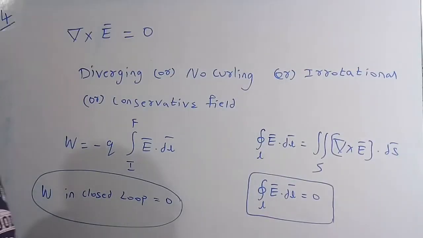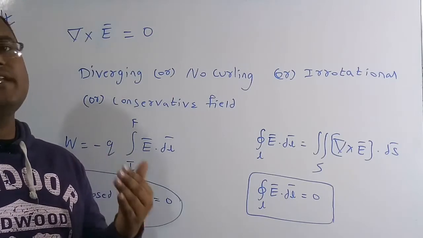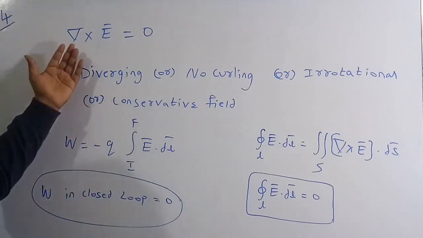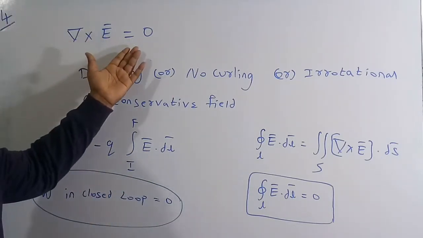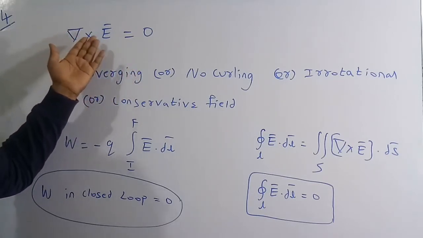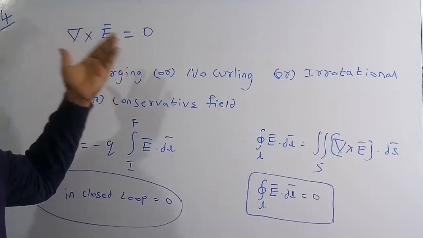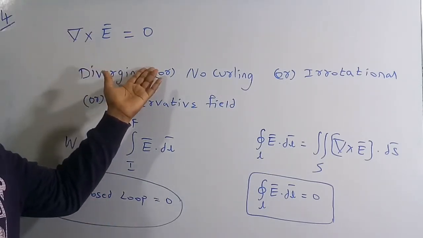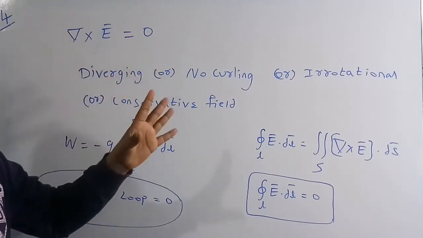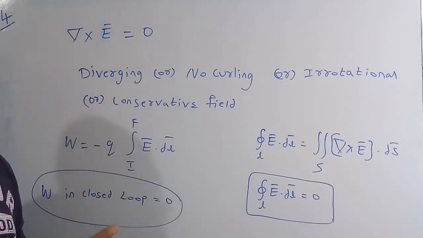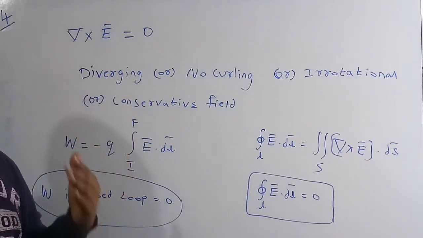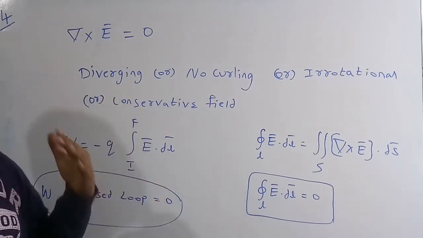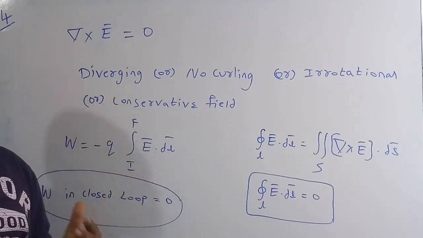So here in this question they are asking at what condition the field is conservative. Whenever the curl of any field is equal to 0, then we say it is a conservative field. Suppose the curl of the electric field is equal to 0, because it is always diverging, so there is no curling effect. We can say it is an irrotational field, meaning no rotational fields or closed loops are present.